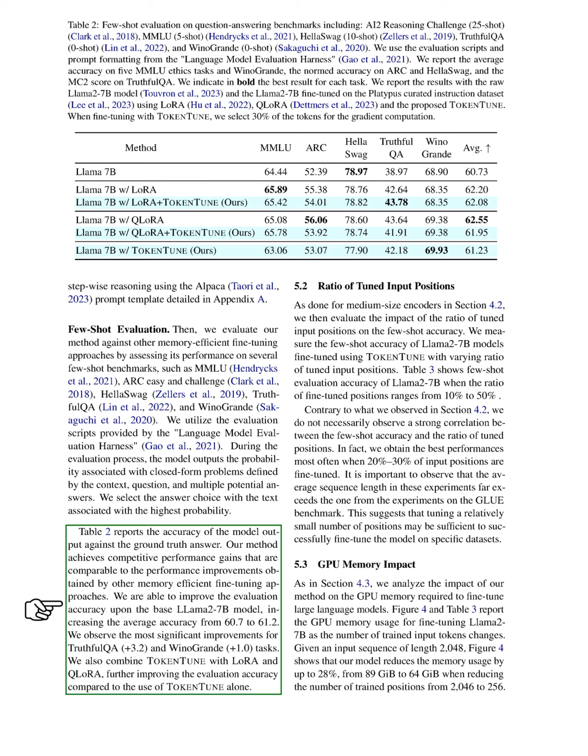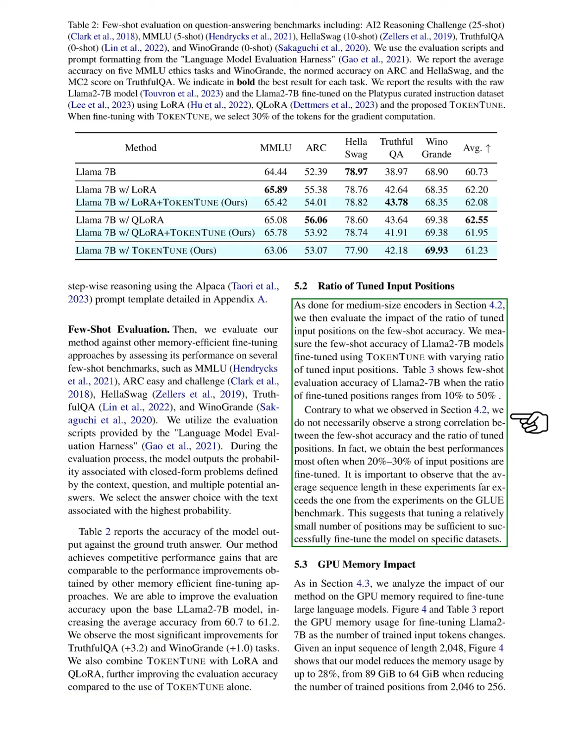Section: Ratio of tuned input positions. In this section, we evaluate how the ratio of tuned input positions affects few-shot accuracy, similar to our previous analysis for medium-size encoders. We assess the few-shot accuracy of Llama 2-7B models fine-tuned with TOKENTUNE, varying the ratio of tuned input positions from 10% to 50%.